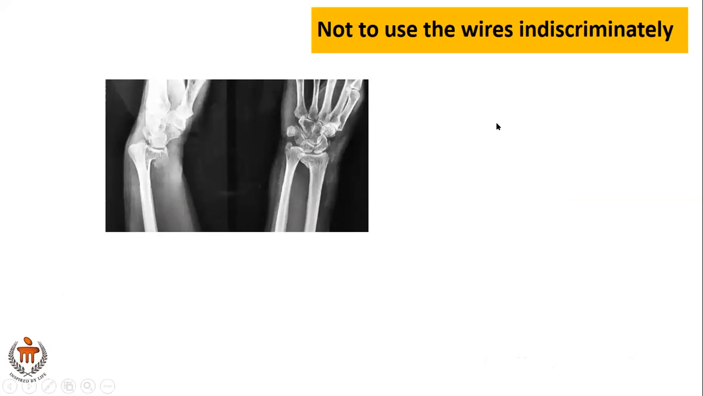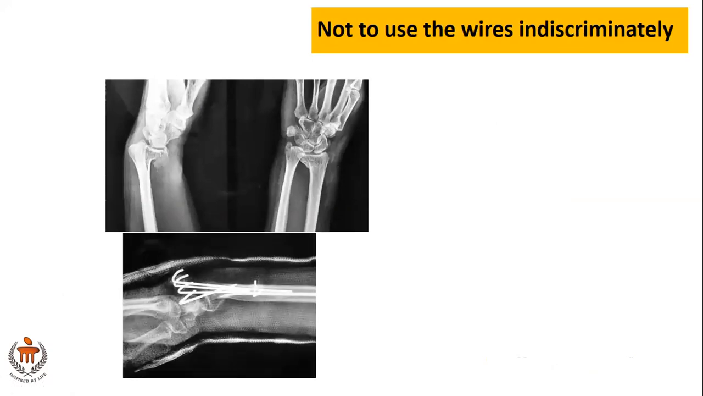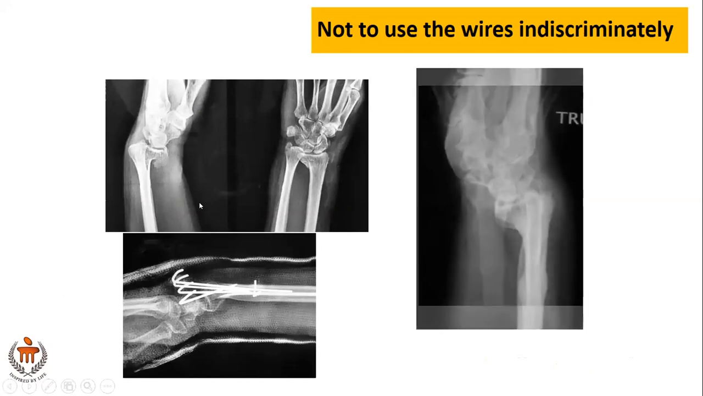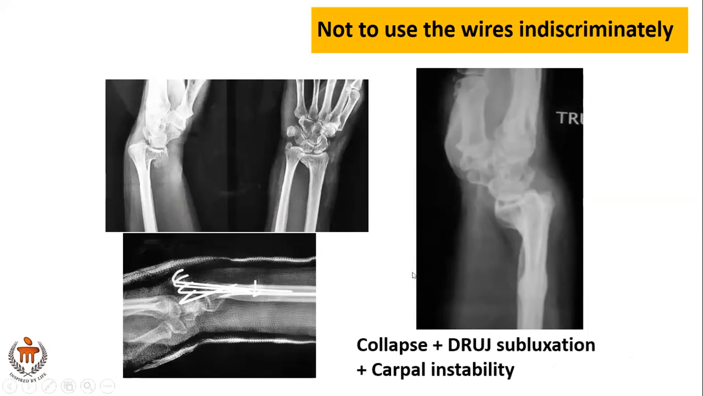And these wires definitely should not be used indiscriminately. We see sometimes a lot of K-wires being put. This is almost a shear kind of fracture here, but nothing will happen except that it will collapse, the DRUJ subluxates, and finally it ends up with some amount of carpal instability.